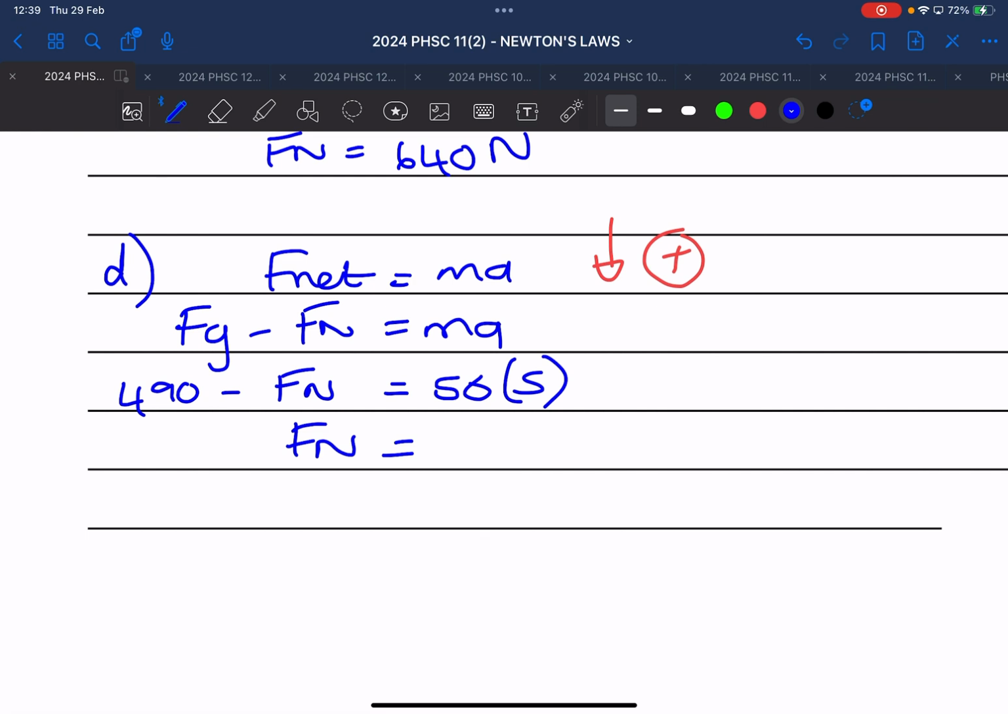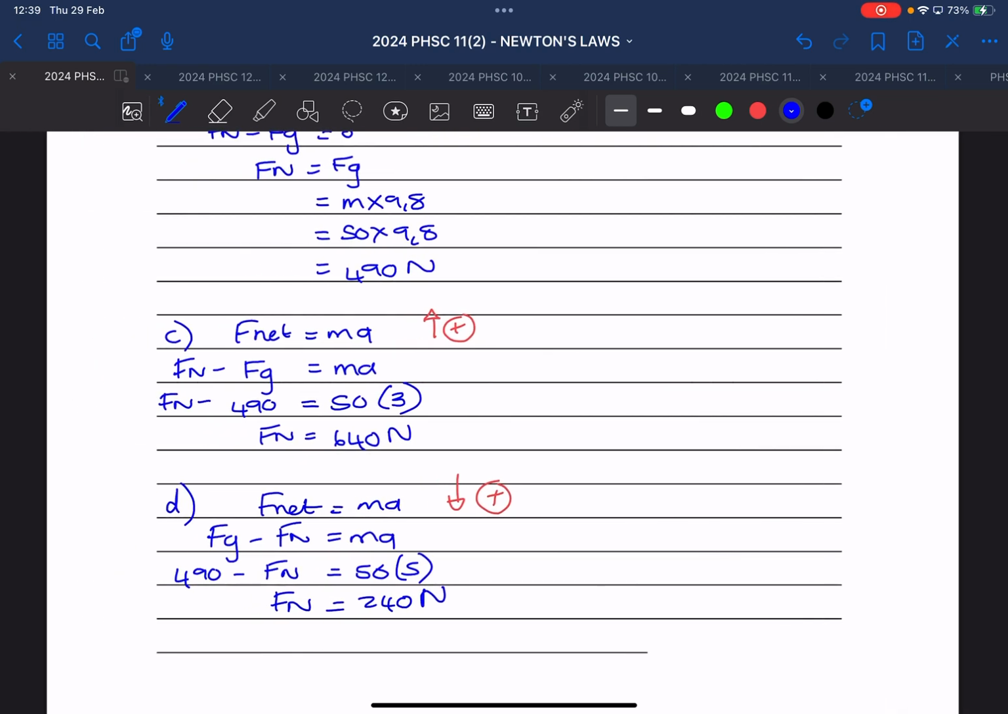You shouldn't get negative. So Fn you take to the other side, and then you have 490 minus 5 times 50. And that gives you 240. So not negative 240, but 240 newtons. So now, like we predicted, if it's going down, it will feel lighter.